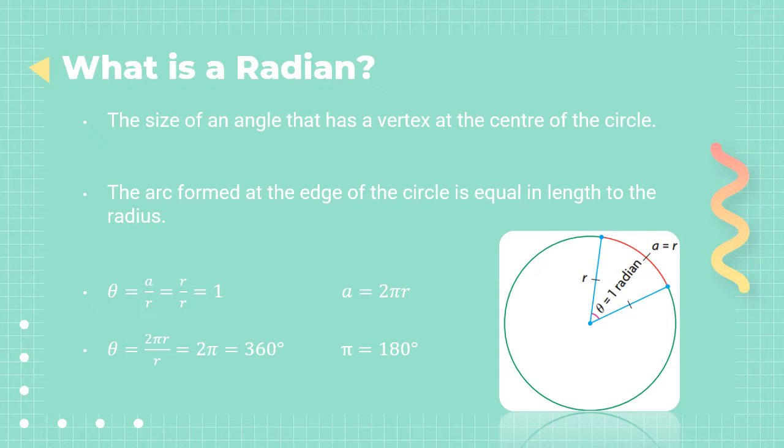Now, A is equal to 2 pi r, which is also the circumference. And theta is equal to 2 pi r over r. So the r cancels out, and then you have 2 pi that's left. And then we know 2 pi is equal to 360 degrees, because a whole circle has 360 degrees. And then, if you simplify that even further, we get this final answer, which is pi is equal to 180 degrees.